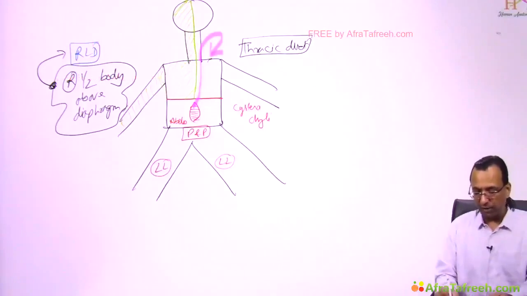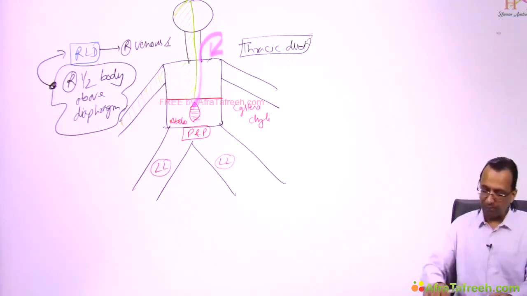Where does the right lymphatic duct drain? Right venous angle. And what about the body below the diaphragm?